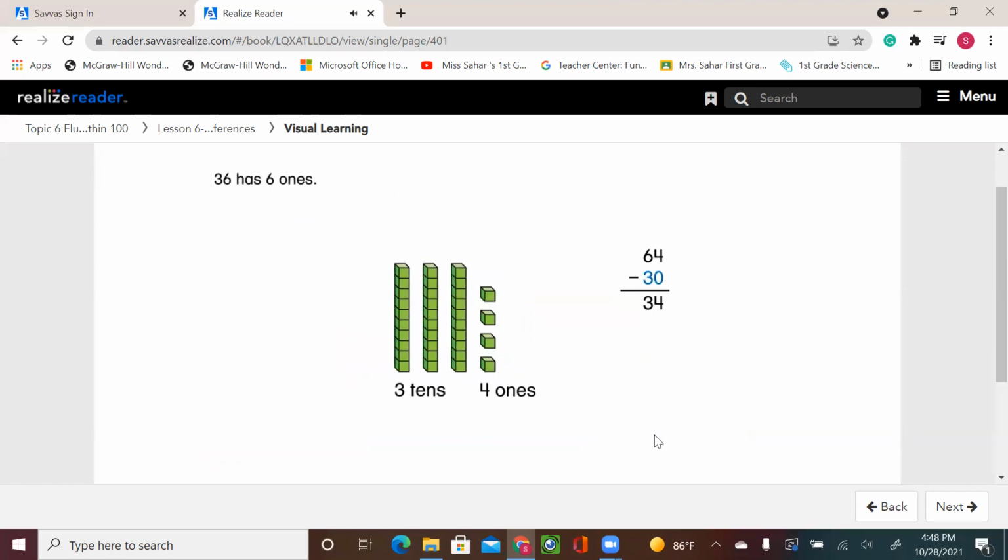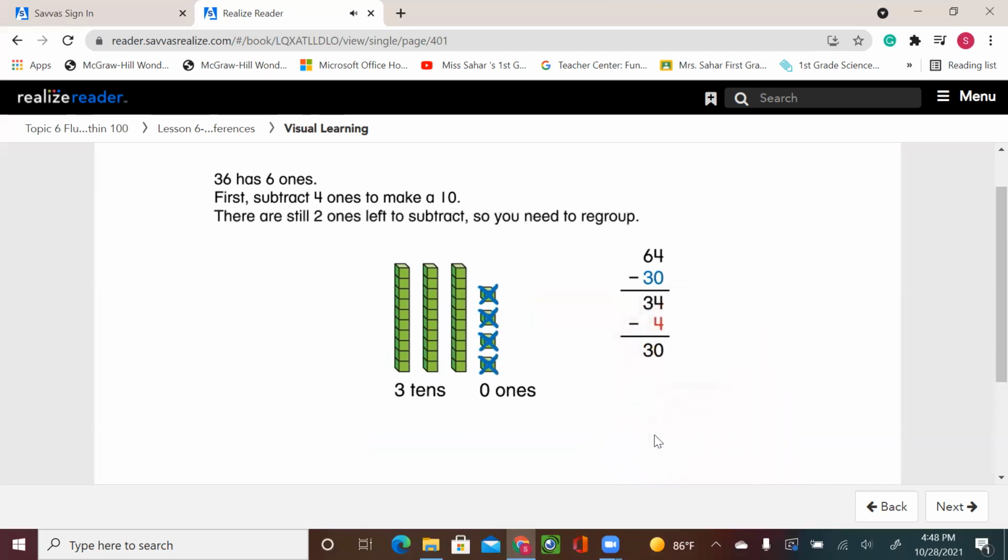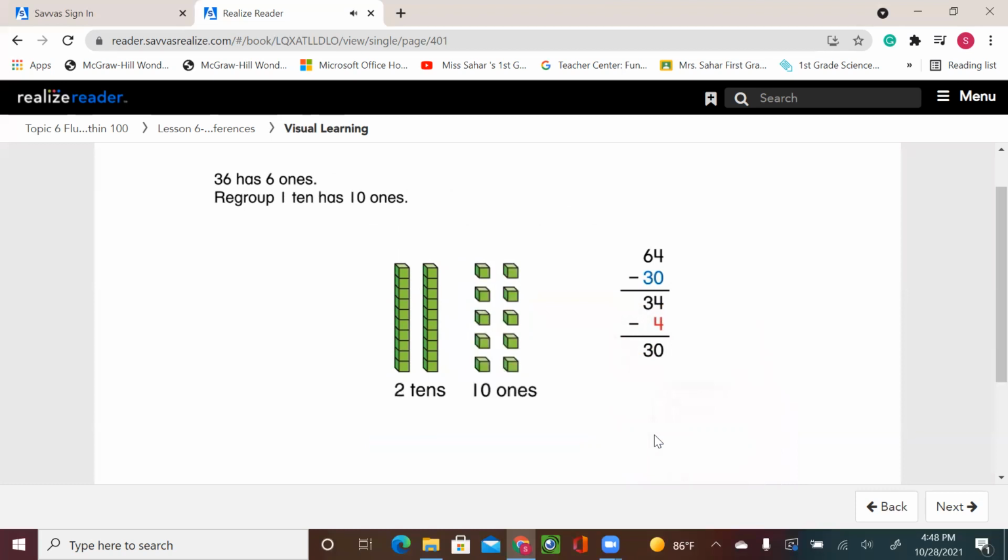36 has 6 ones. First, subtract 4 ones to make a 10. 34 minus 4 equals 30. There are still 2 ones left to subtract, so you need to regroup. Regroup 1 ten as 10 ones. Then subtract 2 ones. 30 minus 2 equals 28. So 64 minus 36 equals 28.